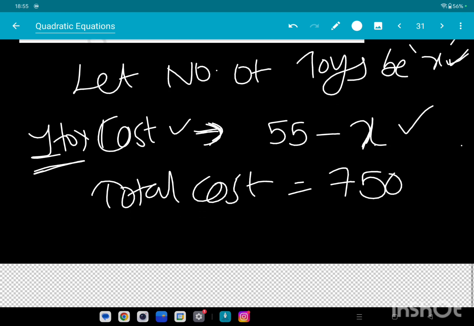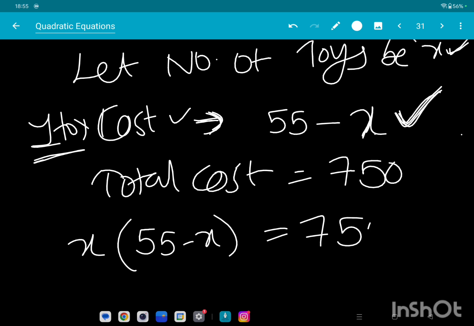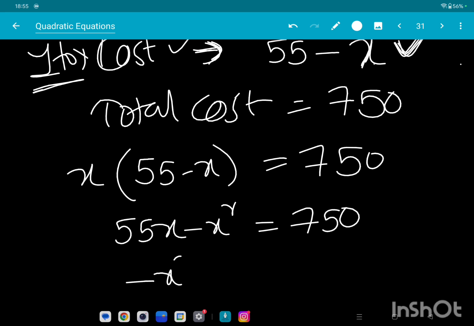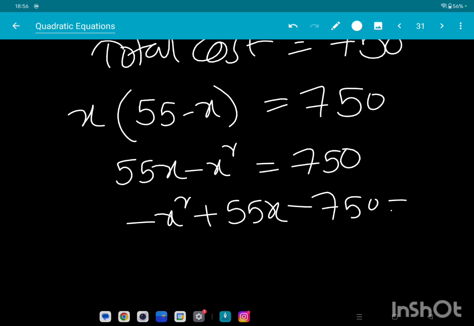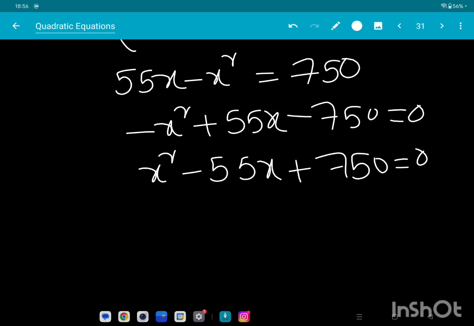How can we know the total cost? Because this is the one toy cost, and if I want to know all the toys' cost, then we need to multiply the number of toys on that day times one toy cost, which is equal to the total production cost, which is 750. Now I need to multiply x into 55. 55x minus x square is equal to 750. Now if I bring 55x and this 750 to this side, it becomes minus 750 is equal to 0. If I multiply this whole equation by minus, then I'll get x square minus 55x plus 750 is equal to 0. Now I need to do the factorization.